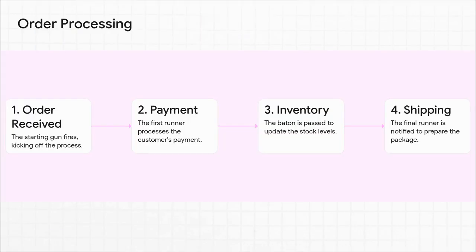A great way to picture this is like a relay race. When an order is received, that's the starting gun. That event triggers the payment service. As soon as the payment is done, it passes the baton, triggering the inventory service. Then, inventory hands it off to shipping. See how that works? Each runner does their one specific job and doesn't need to know a thing about the other runners. It's just a clean, smooth, sequential flow.